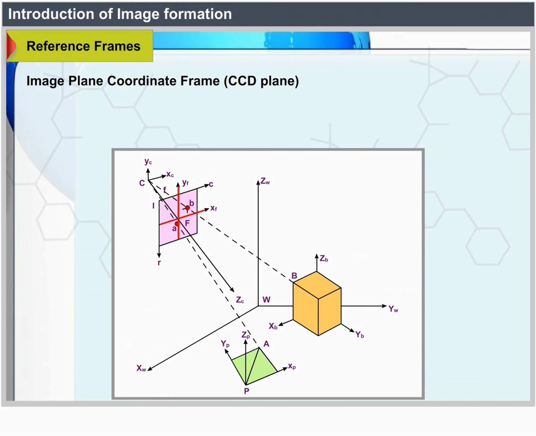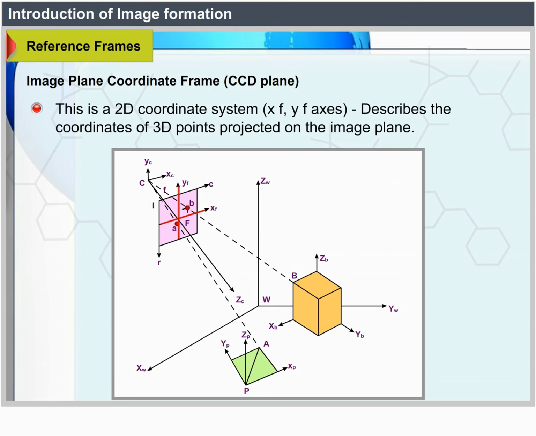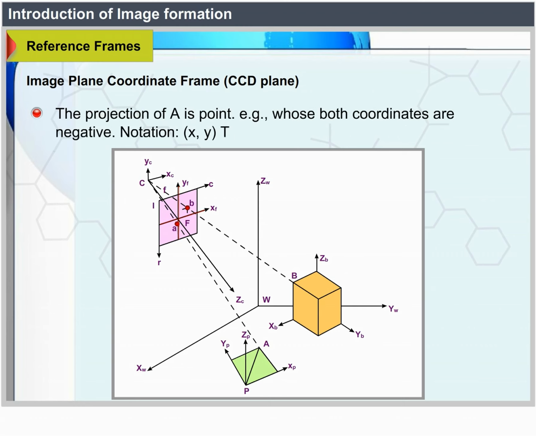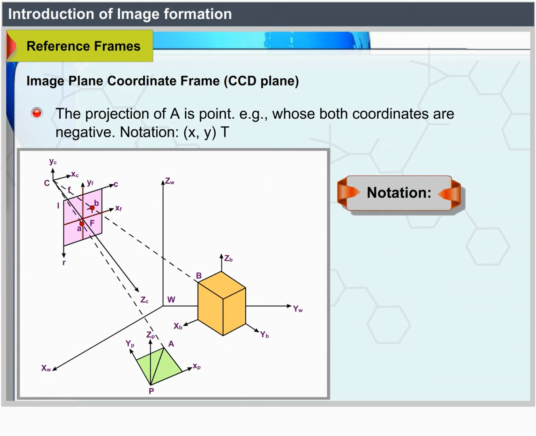Image plane coordinate frame, the CCD plane. This is a 2D coordinate system with xf, yf axes. It describes the coordinates of 3D points projected on the image plane. The projection of A is a point whose both coordinates are negative. Notation: (x, y)^T.